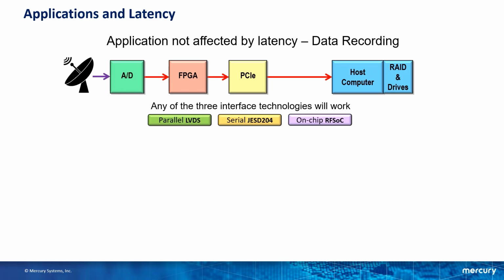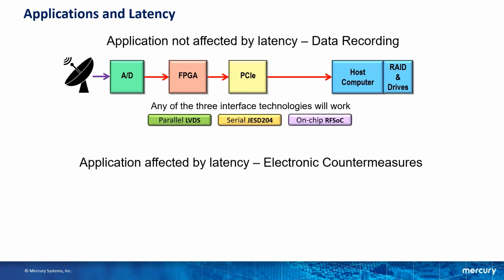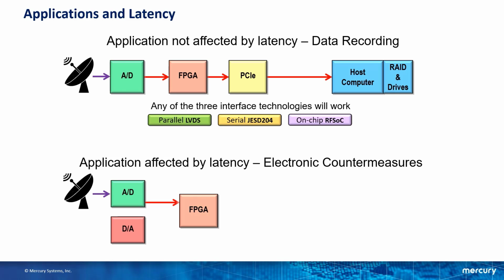Electronic countermeasures, on the other hand, is very latency sensitive. A signal like a radar pulse is received, then it must be processed to create a return signal that represents a target that is different than the actual one, and the signal must be retransmitted to the radar receiver.